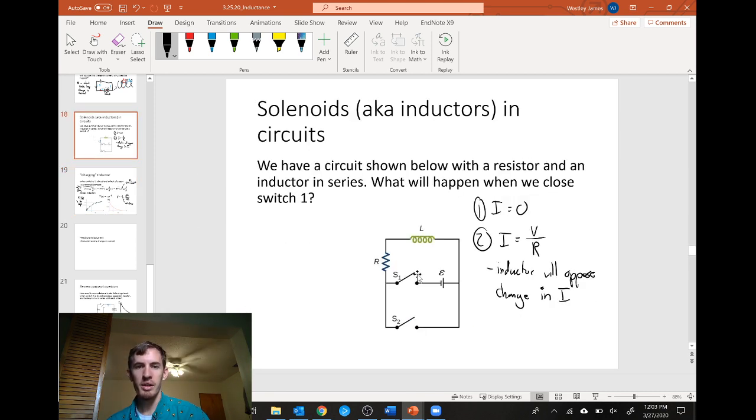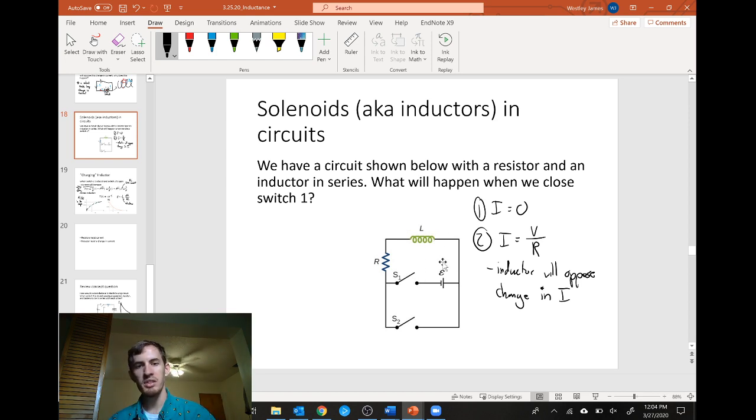Here we go. When you put a resistor and an inductor in a circuit together, initially, when you close it, the inductor is going to oppose the change in current because it goes from no current to some current. It opposes that change until eventually it just acts like a wire. So it opposes and then it stops opposing as much.